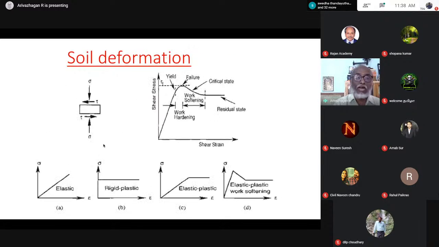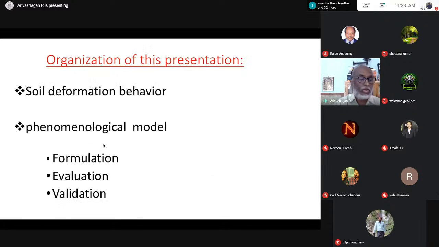Then next is evaluation. The mathematical form contains more variables, but the more variables there are, the more complex the problem becomes. Then we must know how to evaluate or determine the model parameters by different methods. Finally, validation. This proves how reliable this model is, how well the model fits our problem. So in this way, I organized my presentation.